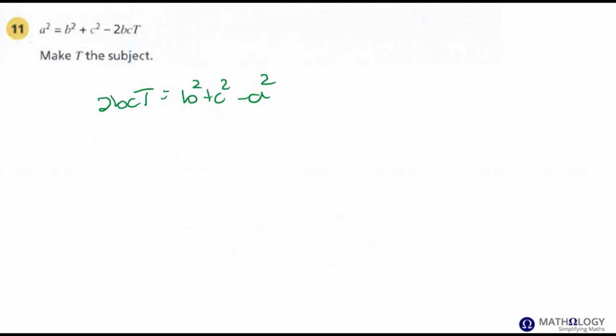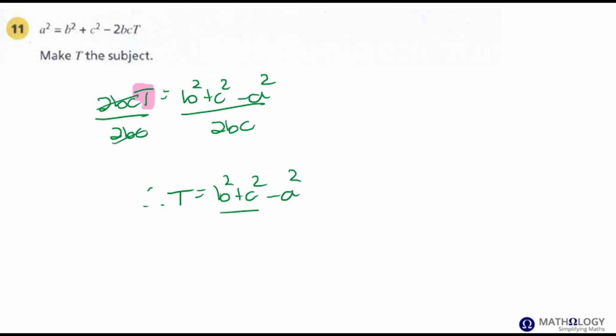Now we want t to be the subject. So we're going to divide both sides by 2bc, because we're multiplying t by 2bc. To reverse multiplication, we divide. So we divide both sides by 2bc, and therefore t equals b squared plus c squared minus a squared, over 2bc. T is now the subject of the formula.